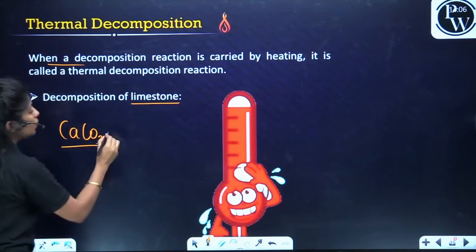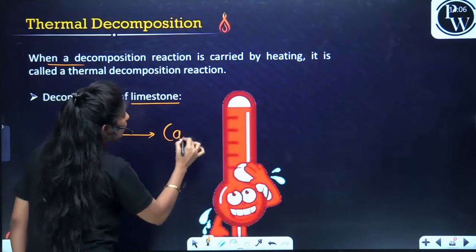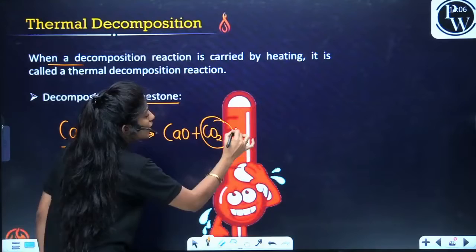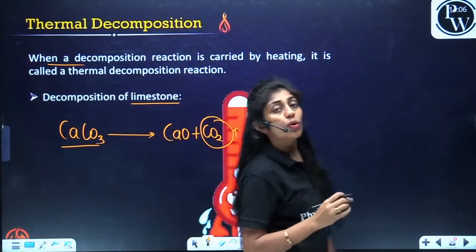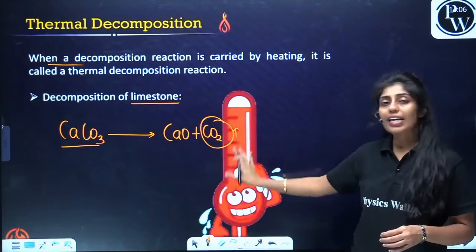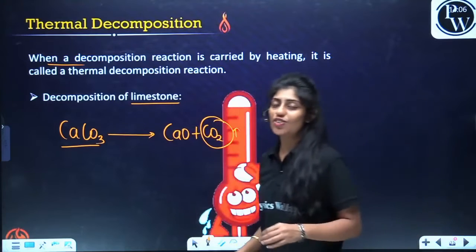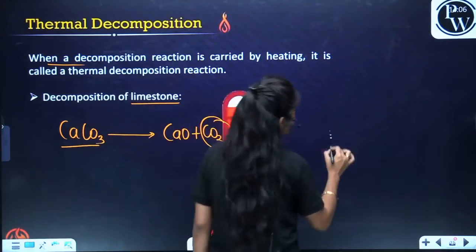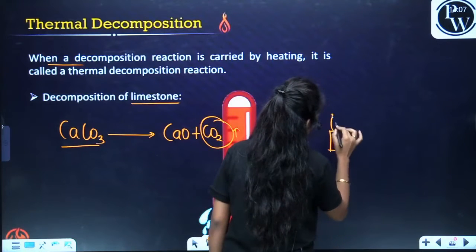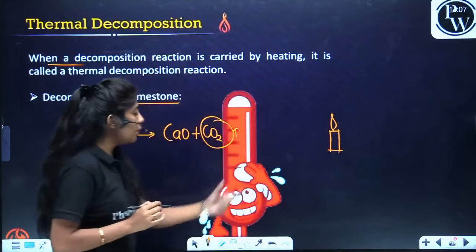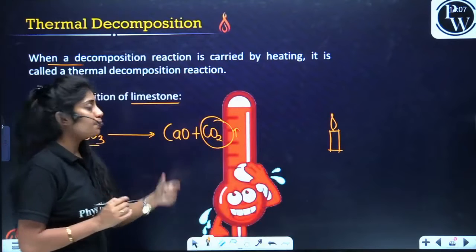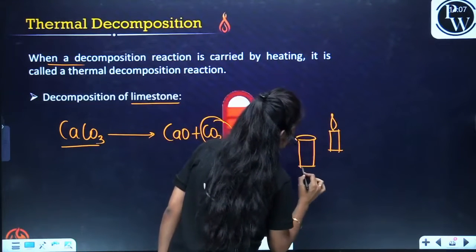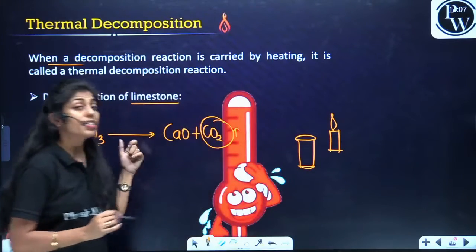CaCO3 will be decomposed, making calcium oxide and CO2. This gas is very much important. How will I get to know that the gas produced in this reaction is CO2, not oxygen? So I will be taking one activity. I will be taking one burning candle, and I will be placing this burning candle in front of the mouth of the test tube in which this reaction is occurring.